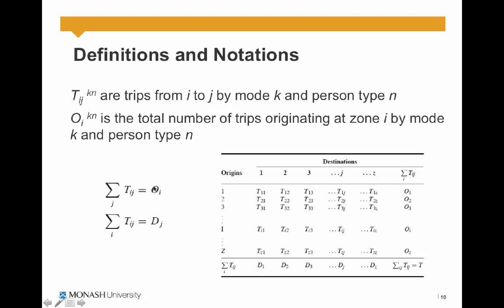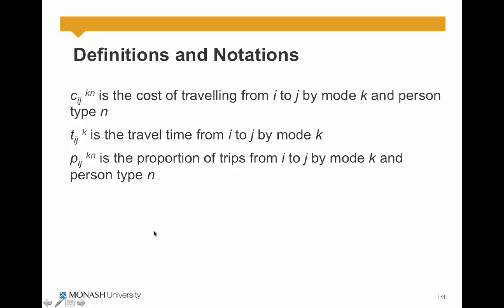And that's how this is mathematically represented, where the sum of Tij over all the j's, which are the destinations, will give you the Oi, the productions or originated trips, and the sum of the Tij, this time over i, will give you the Dj, which is the attractions, trips related to the destinations.